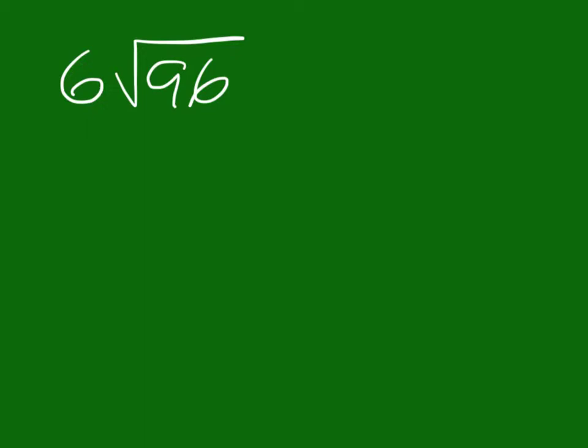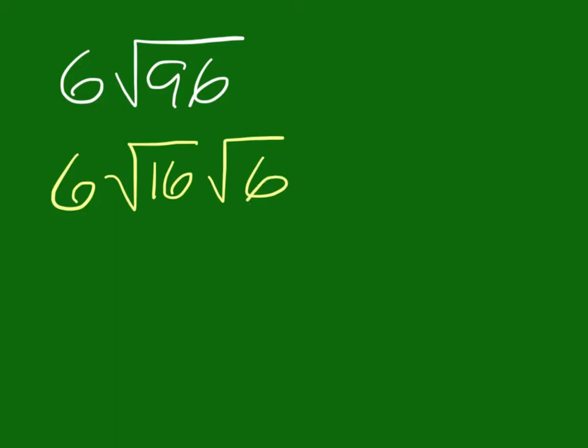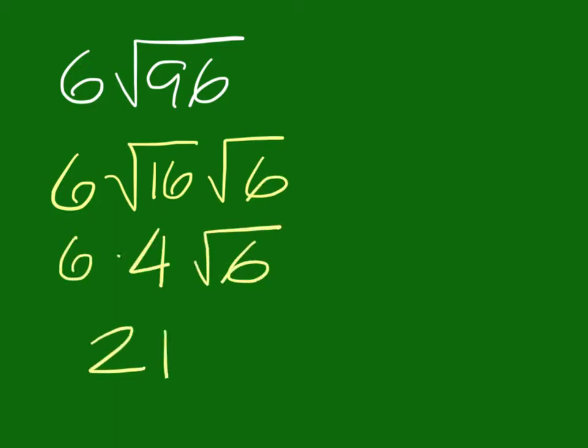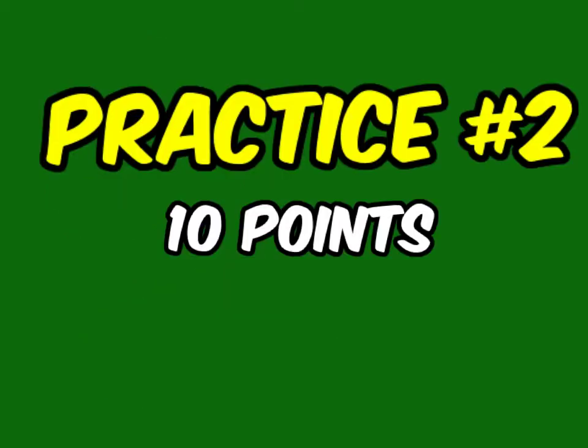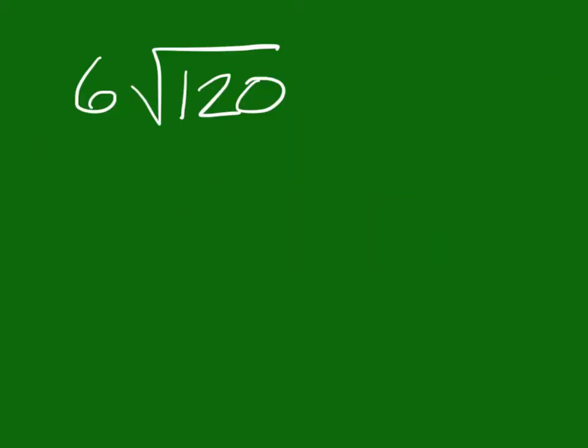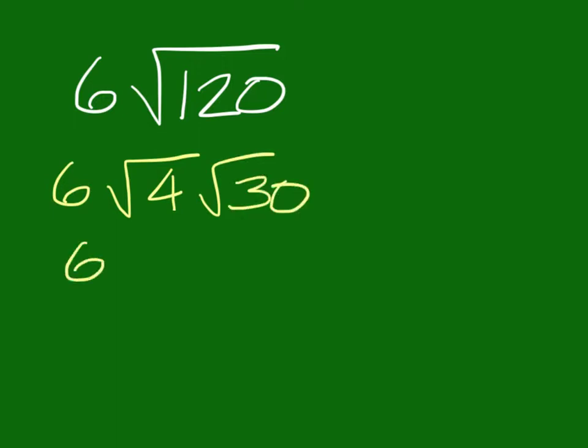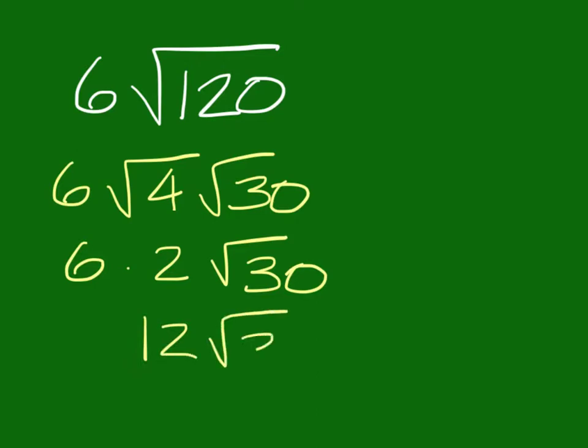The solution here is to break up the square root of 96 as 16 and 6. Square root of 16 is 4. That will give us 24 square root of 6. The square root of 120 breaks up as 4 and 30. So 6 times 2 square root of 30 is 12 square root of 30.